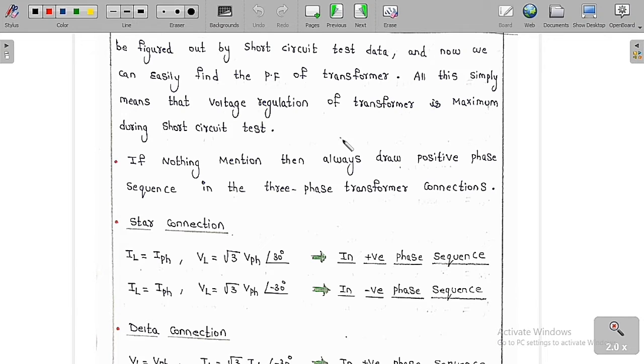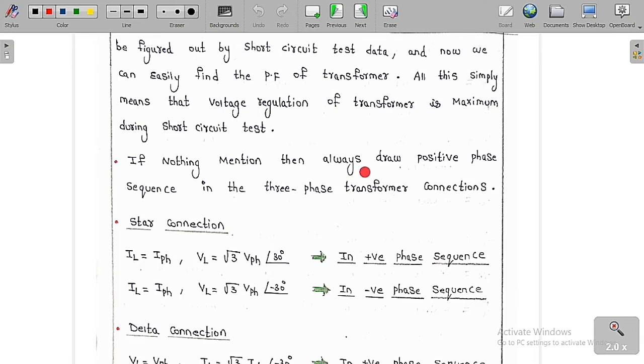So therefore when the transformer is operating at the maximum voltage regulation, we need the series branch parameters which can be figured out by the short circuit test data, and now we can easily find the power factor of the transformer. All this simply means that the voltage regulation of transformer is maximum during the short circuit test.